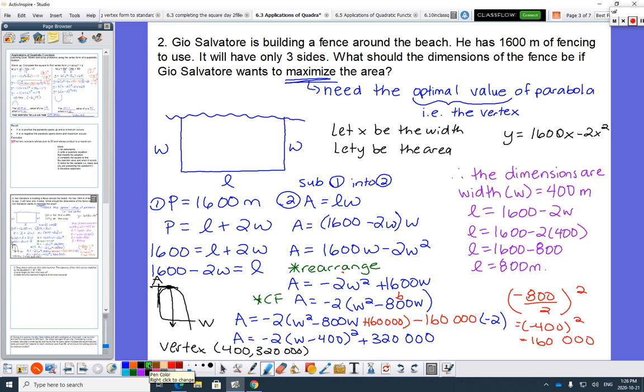If the question says, what is the maximum area? That's where you would say, therefore the maximum area is 3,200,000 meters squared, okay? But it doesn't say that, so technically you don't have to include that in your answer.